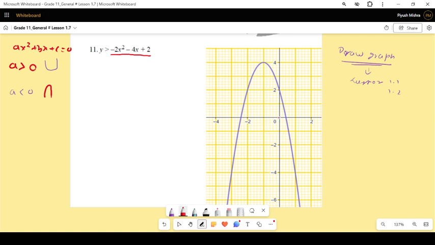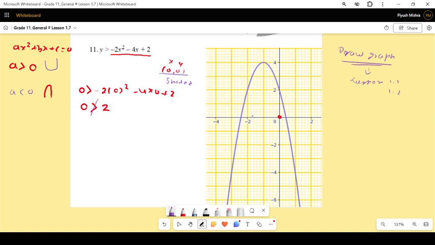I will start this one again. I will be taking 0, 0. Let's check. Put the values of x and y in this equation. So 0 is greater than minus 2 times 0 squared minus 4 times 0 plus 2. When you solve it, 0 is greater than 2. You know 0 cannot be greater than 2, so this is wrong. It means I will not take this part in the shaded region.